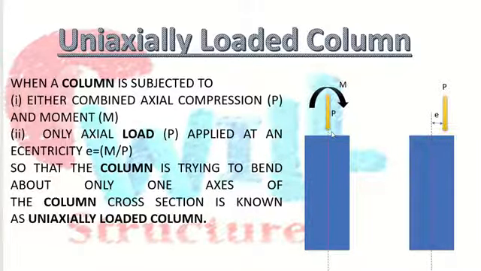Or if a column is subjected with only axial load, but this axial load is not passing through the centroidal axis, but it is acting far from the centroidal axis, it is considered as axial load with some eccentricity. Such type of column is designed as uni-axial loaded column.